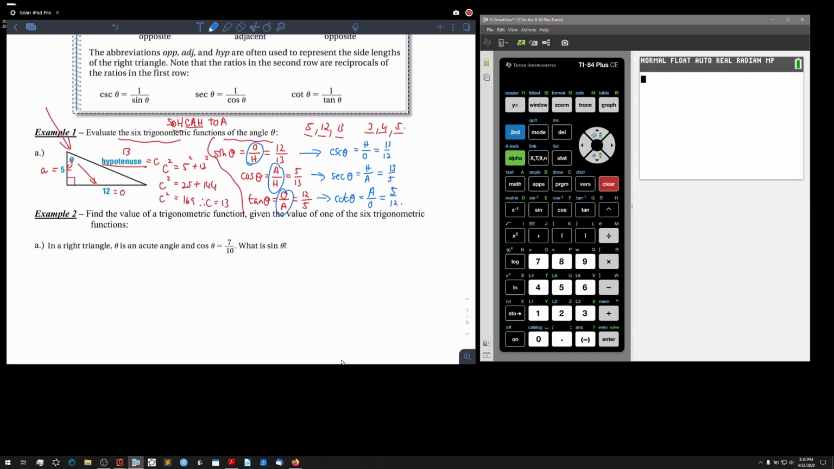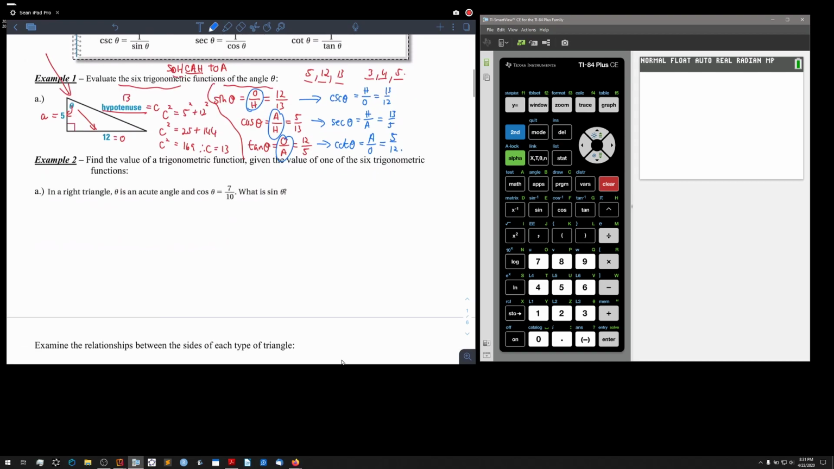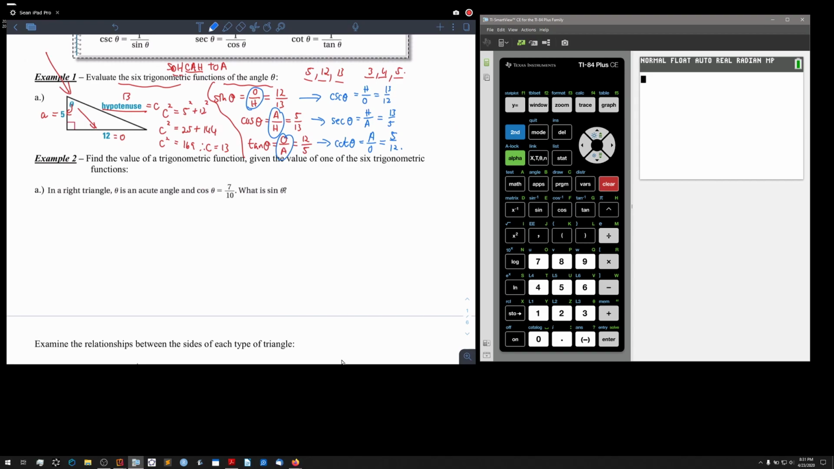Okay? And again, this is really not that important. This is just a little baby step on the way to solving problems, okay? Unfortunately, if you don't know this stuff, you can't do really any trigonometry. It's a simple thing, but you've got to know how to do it, all right? In any case, example 2 says find the value of a trigonometric function given the value of one of the 6 trigonometric functions, okay?